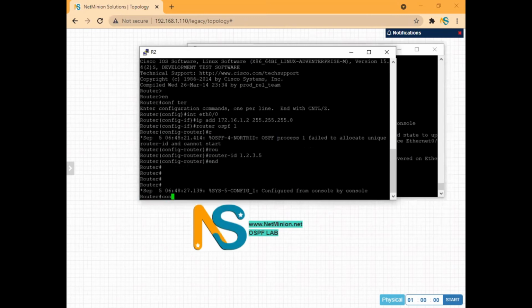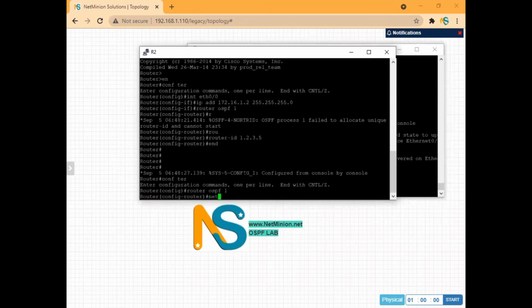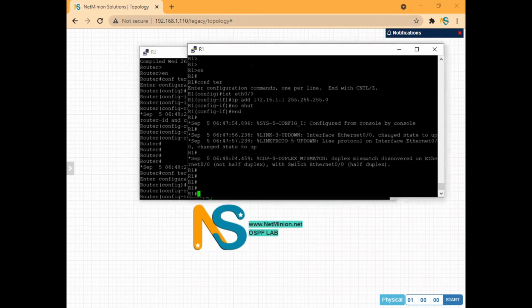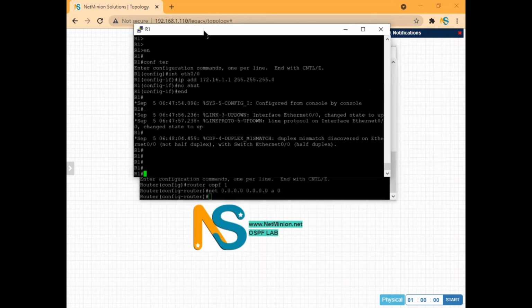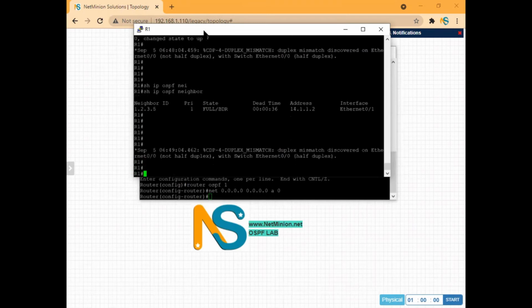Okay, maybe I didn't publish the network over here. Router OSPF 1, network 0.0.0.0 0.0.0.0, area 0. Currently, if I see here, show IP OSPF neighbor, it is full with R4.